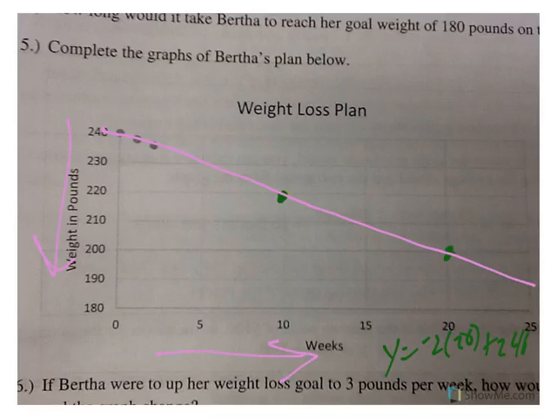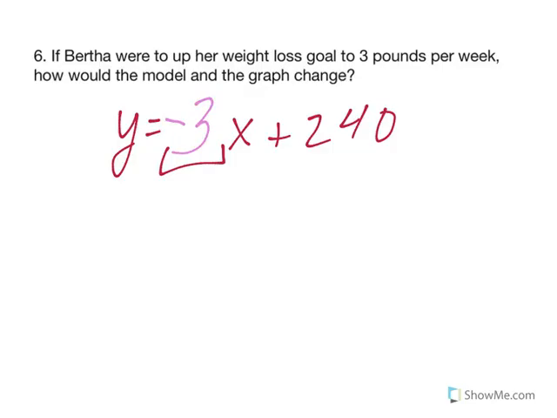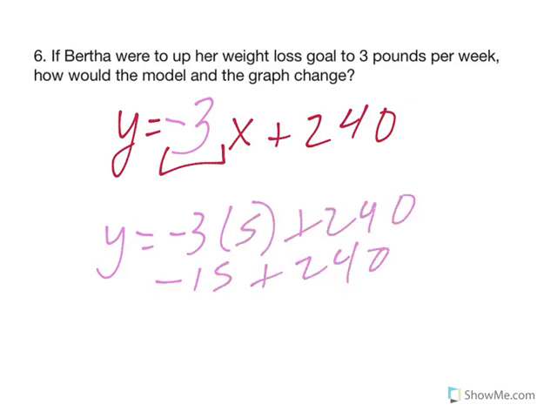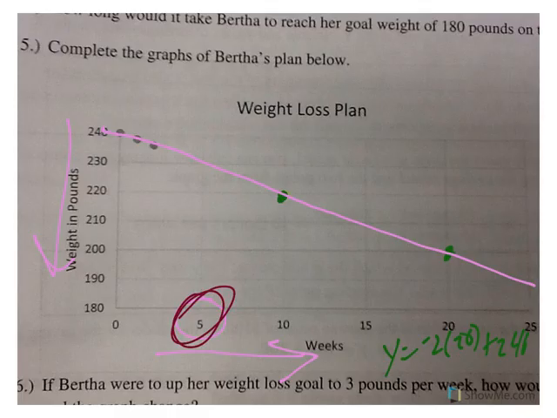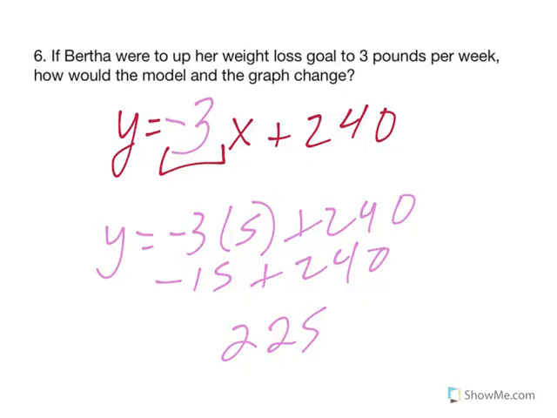And if you go back to this graph, I'm just going to pick 5. I'm going to change color so you can see it. If I plug a 5 into this, y equals negative 3 times 5 plus 240. That's negative 15 plus 240. That puts her at 225 pounds. So at 5, 225 is here. Notice how the trajectory changes. It becomes a steeper line, which makes sense. If you're going to lose 3 pounds a week instead of 2, you're going to lose weight faster. So it's a steeper decrease in terms of how much she's losing.